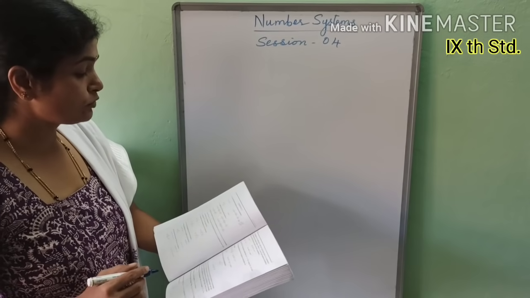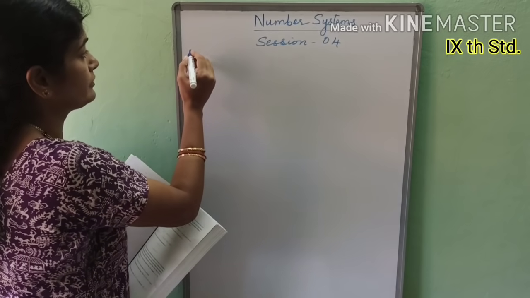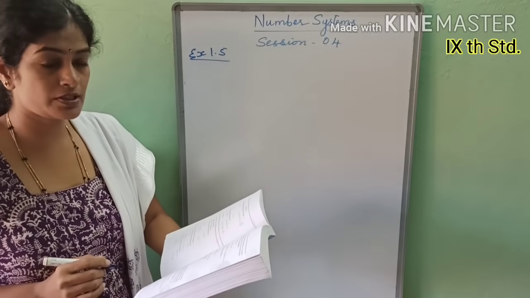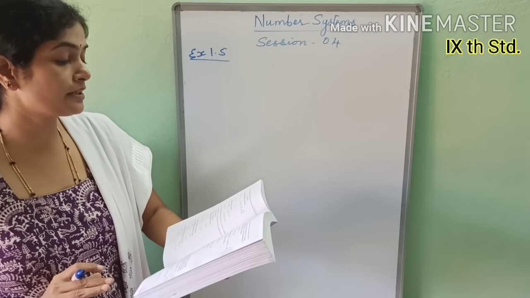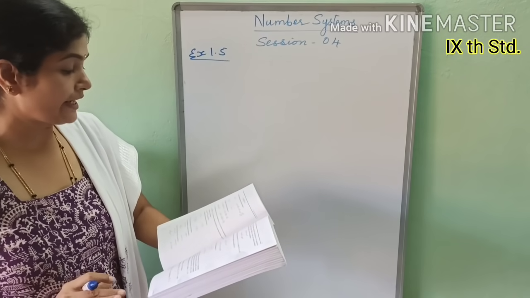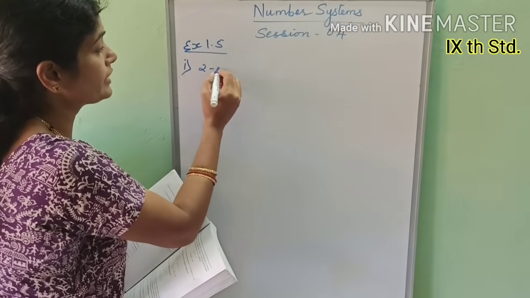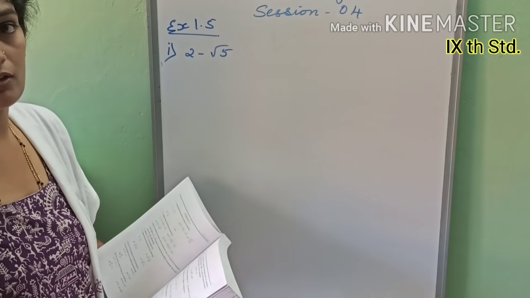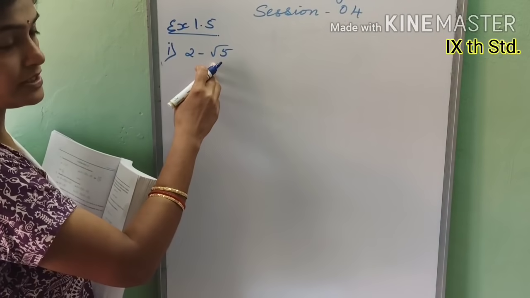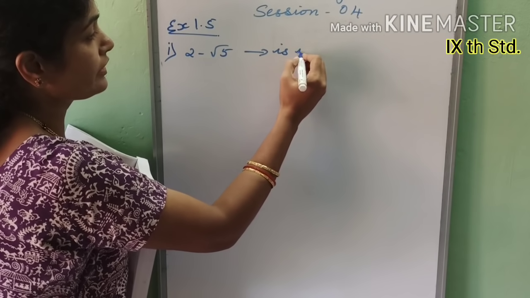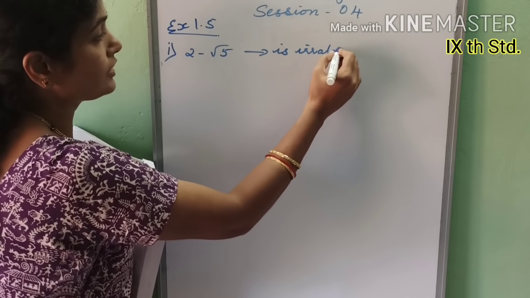With this, let's move on to exercise 1.5. Okay, first question in that, classify the following numbers as rational or irrational. First one they have given you 2 minus root 5. Is it rational or irrational? Root 5 is there, which is irrational. Therefore, the number is also irrational here. It is irrational.